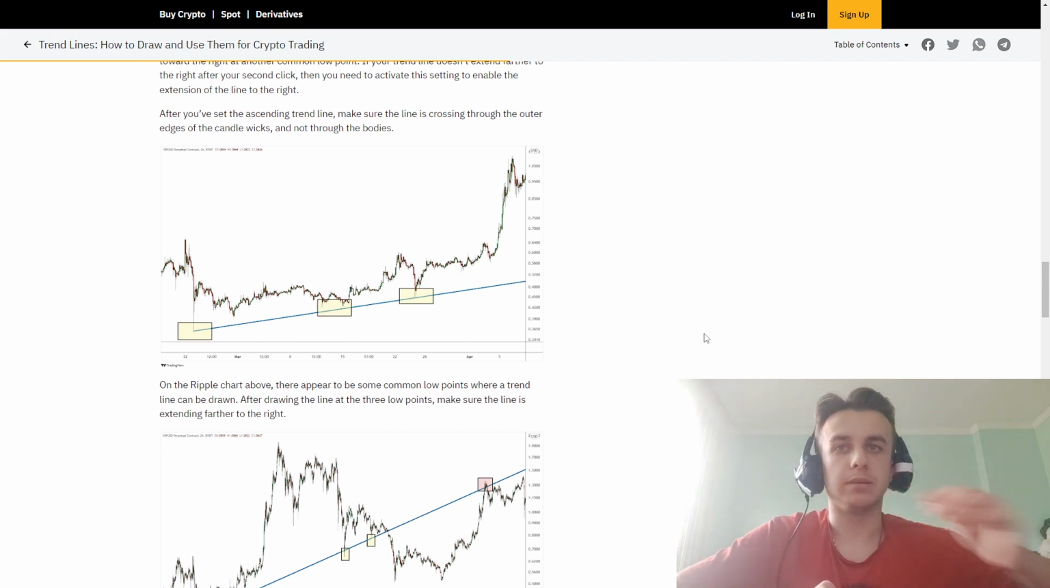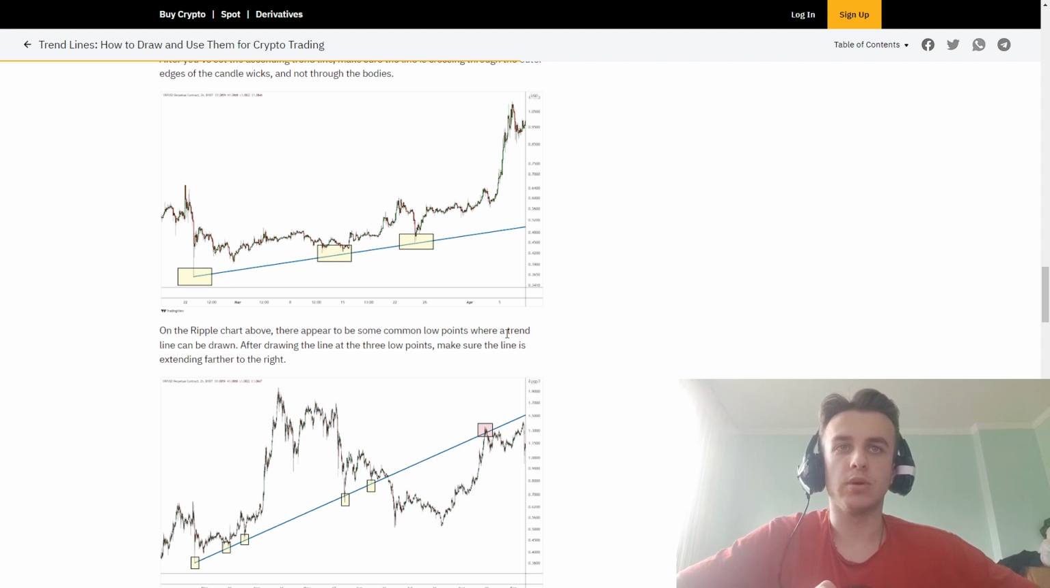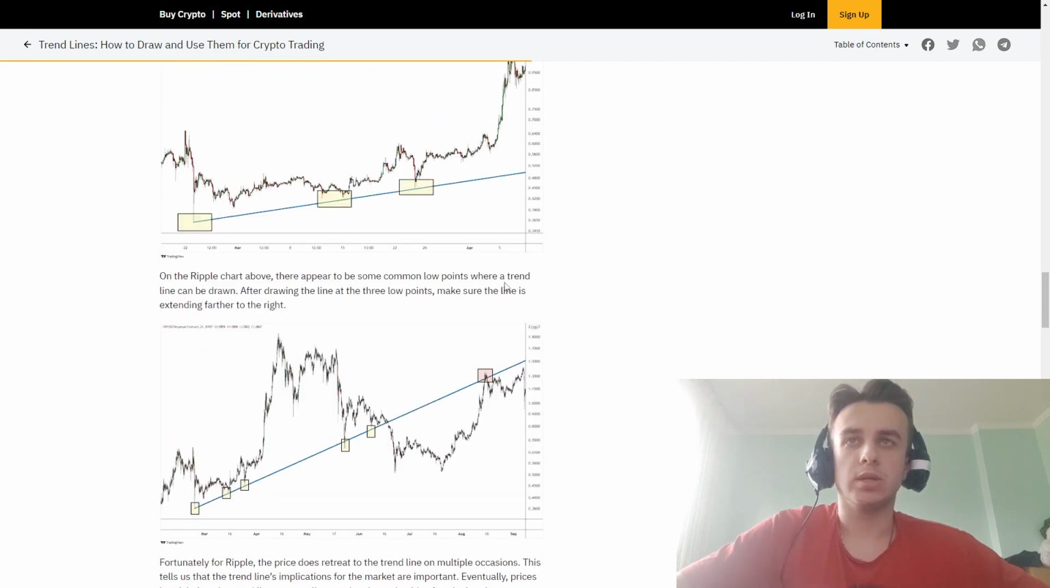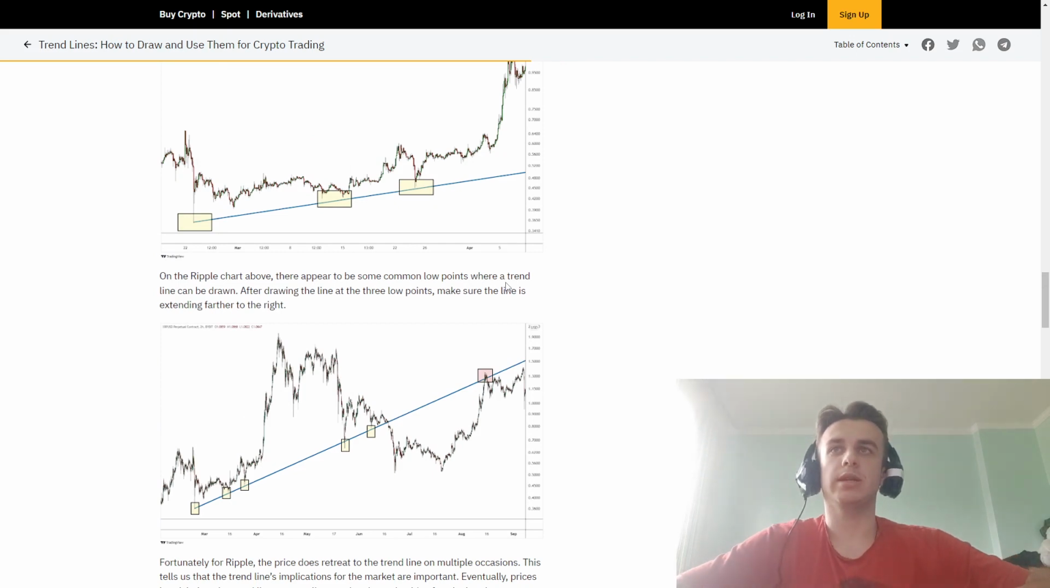It's one low point, two low points, and a last low point, and the trend is going up. On the Ripple chart above there appear to be some common low points where a trend line can be drawn. After drawing a line through the 3 low points, make sure the line is extending further to the right. You can see 1 low point, 2 low points, 3 low points, and it's just going up, correcting down and going higher. That's all I wanted to say about this video. Check out the next video and like this. See you later guys, bye bye.